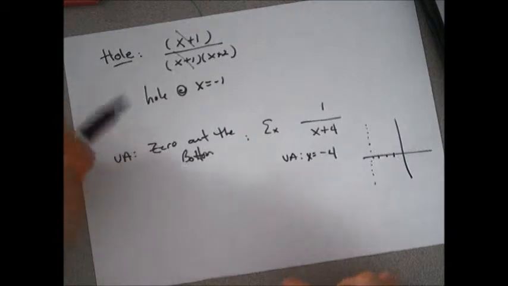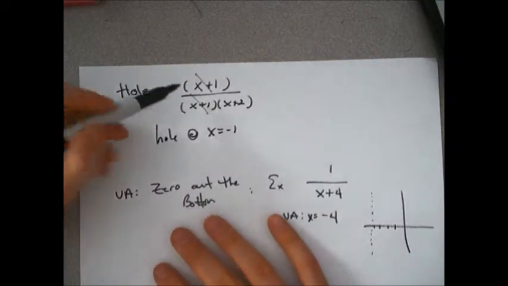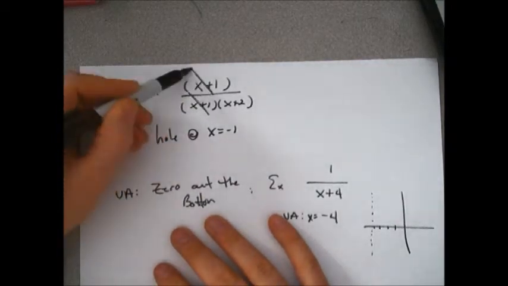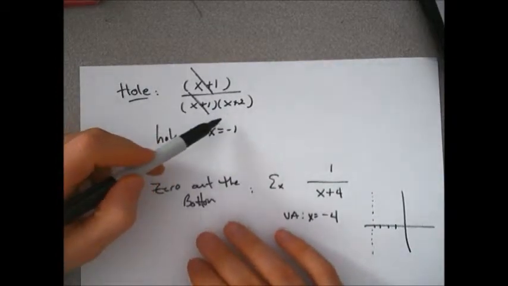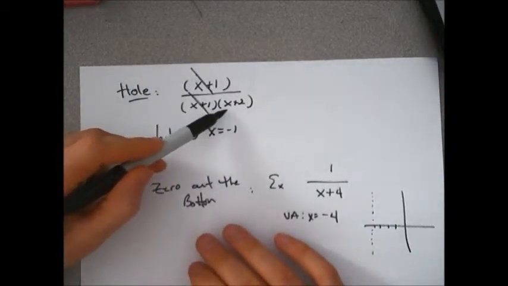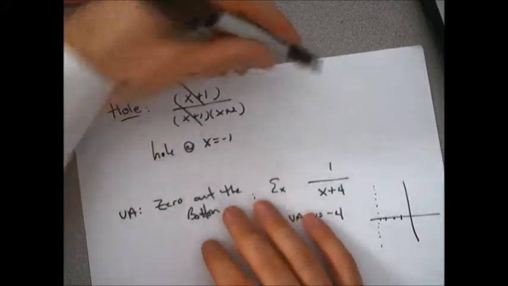The only exception for the vertical asymptote is if there is a hole that you already found. So let's go back to this first example up here. If you already find a hole, it's no longer eligible to be a vertical asymptote. So in this first example, the only vertical asymptote that would have existed would have been at -2.